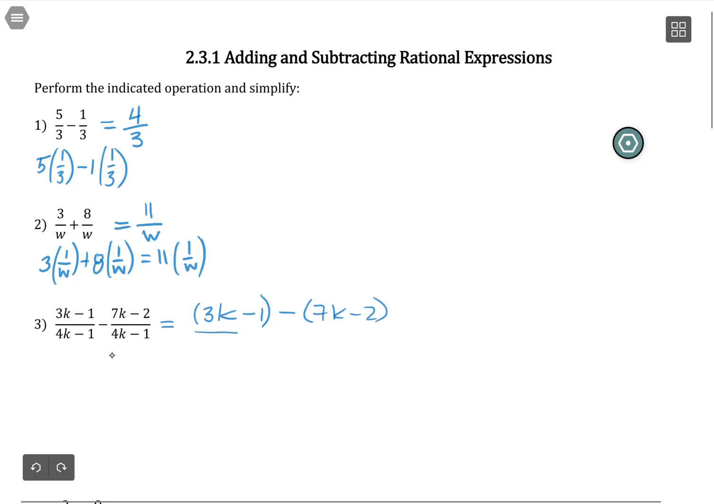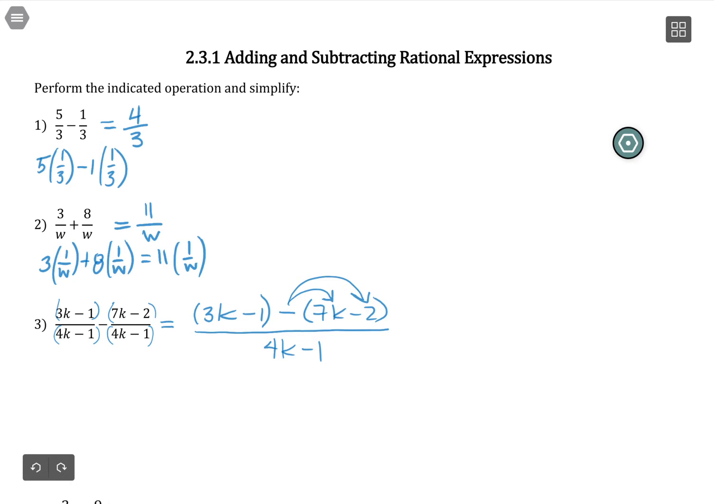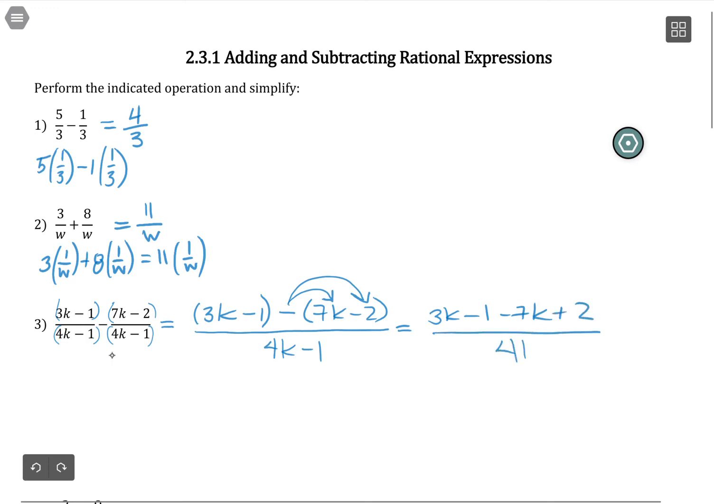The parentheses in this problem, one of them anyways, is going to end up being really important because that minus sign will need to distribute. So I would just remind you that fraction bars are grouping symbols, so there are always implied parentheses in these problems. So if in doubt, you are never wrong to put parentheses around the top and bottom of a fraction. That would always be valid. So I get 3k minus 1 minus 7k plus 2 divided by 4k minus 1.